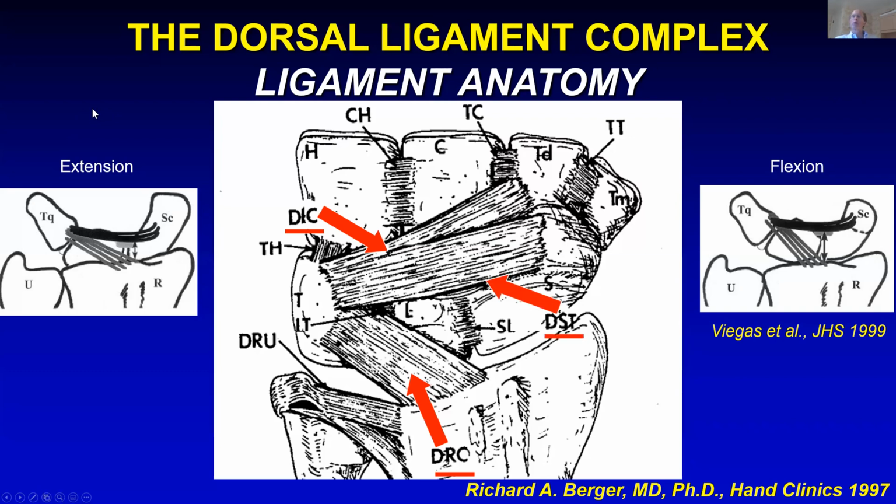In addition, Berger and Doyle described the dorsal scaphotriquetral ligament, the exact location or function of which has never been adequately clarified. In this drawing, the DST is incorrectly portrayed proximal to the DIC. We feel it's a critically important structure that has largely been overlooked. We refer to these three ligaments collectively as the dorsal ligamentous complex.